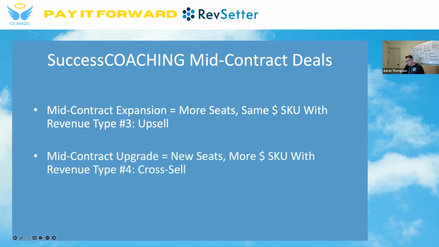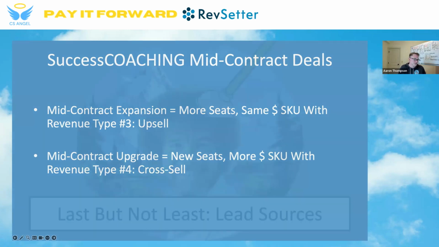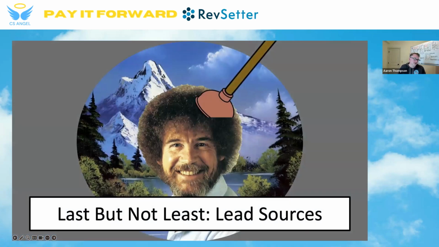And then we also have upgrades mid-contract. That's where they want to move from level 1 to level 2, and it hasn't even been a year yet, but they want to continue their education and keep moving through the business. And so for that one, we look at that as cross-sell, and the one above we refer to as our upsell.